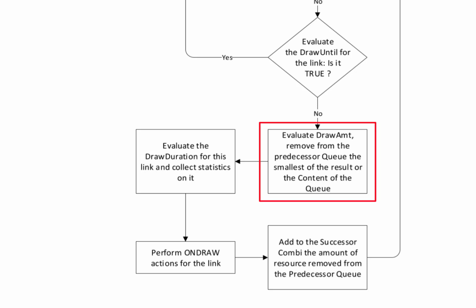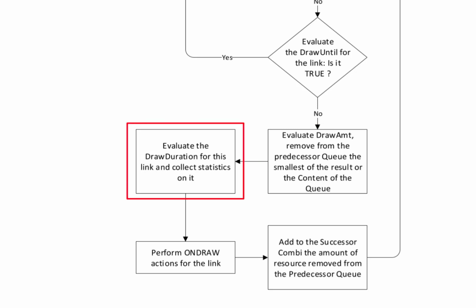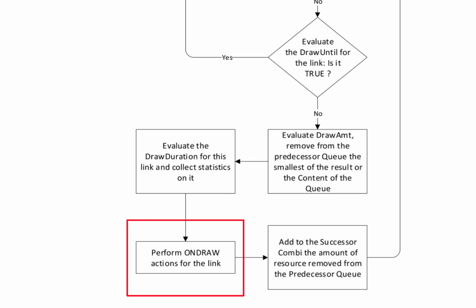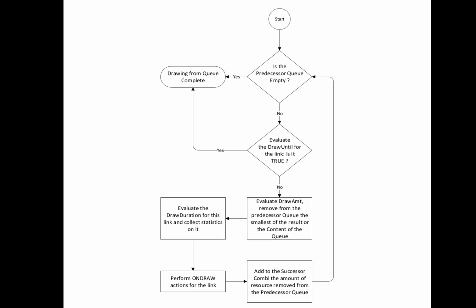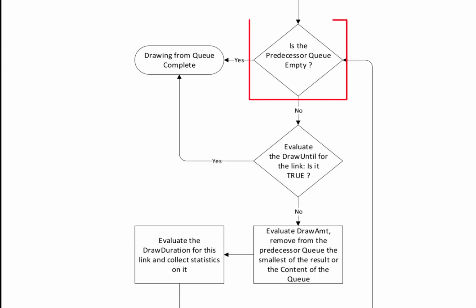After Stroboscope draws through this link from the preceding queue, it evaluates the draw duration for this link and collects statistics on it. Then Stroboscope performs the on-draw actions for the drawing link. This is succeeded by adding to the successor Combi the amount of resource removed from the predecessor queue. At the end of this, Stroboscope checks to see if the predecessor queue is empty. If it is, the drawing process is again complete.